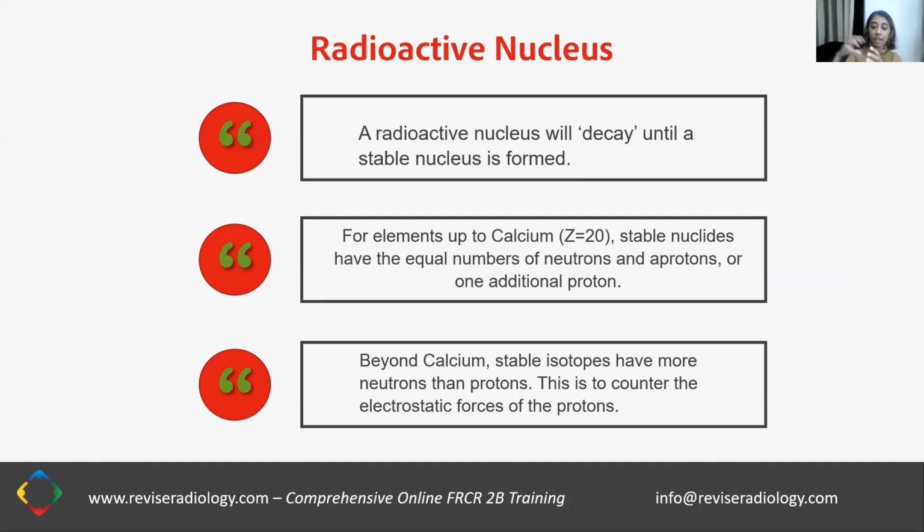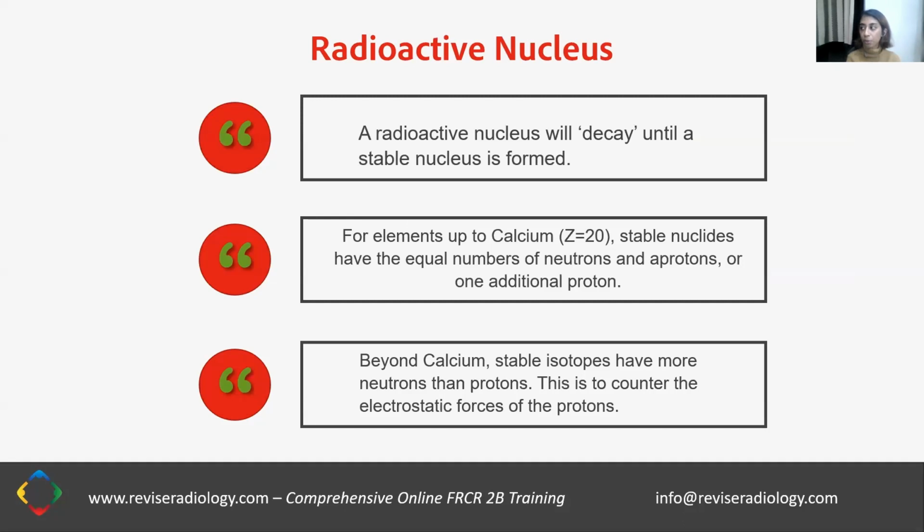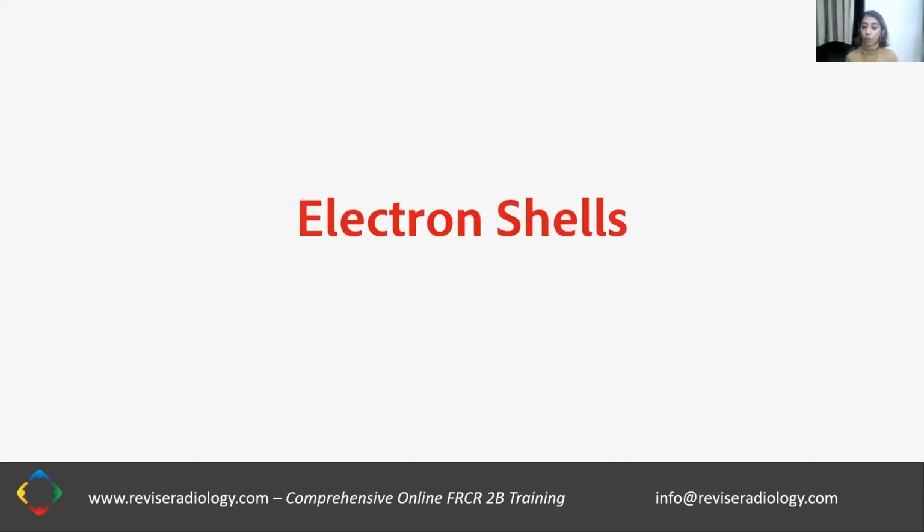This is because as the number of protons increases in the nucleus, the repulsive electrostatic force grows greater and greater, and the extra neutrons help to stabilize the nucleus further. This concept is important when we discuss radioactive decay. We will be discussing that in a later webinar. Now we're going to move on to the concept of electron shells, which is very important for understanding the processes which produce X-rays and gamma rays.